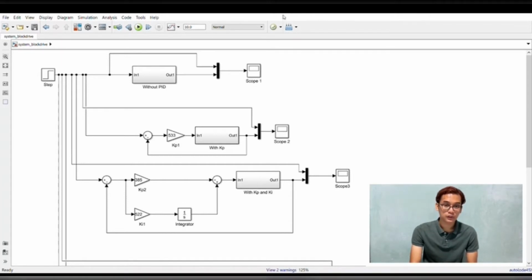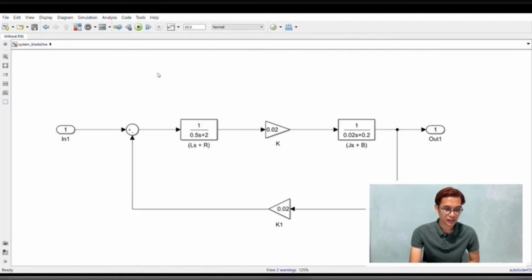Now, first I will show the subsystem for our control system. Inside the subsystem, there is the DC motor for this project. How do we determine this block diagram? This is based on the parameters that we have chosen in our project, and this is the value of resistance and our value of inductance. And then the next one is the inertia and B for our project.